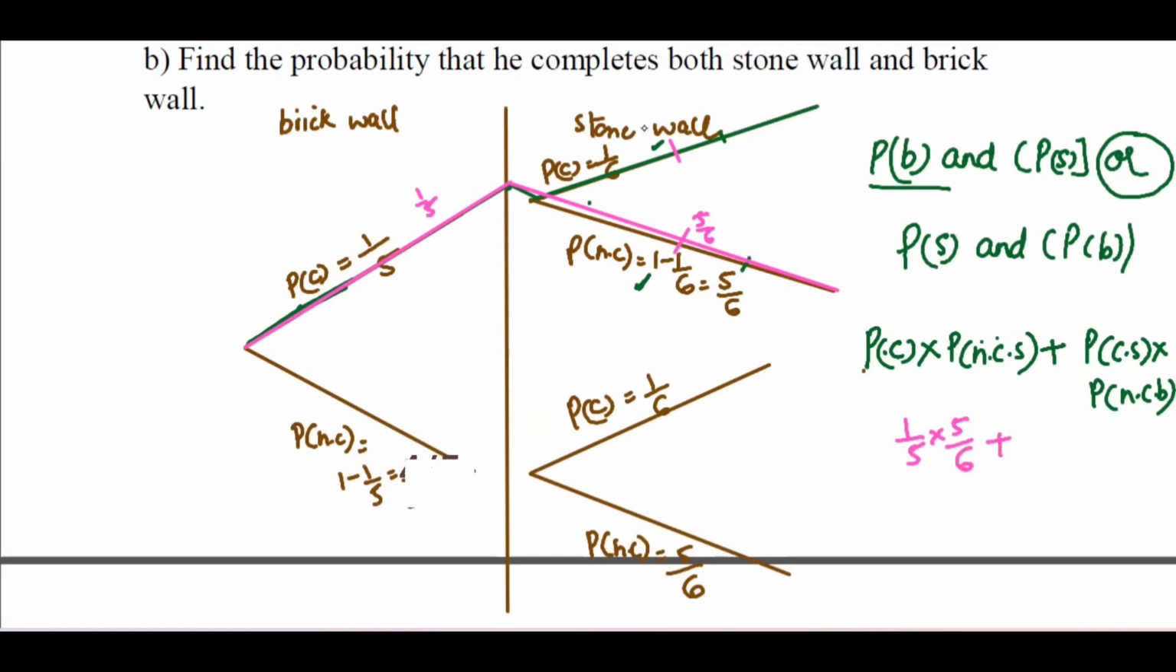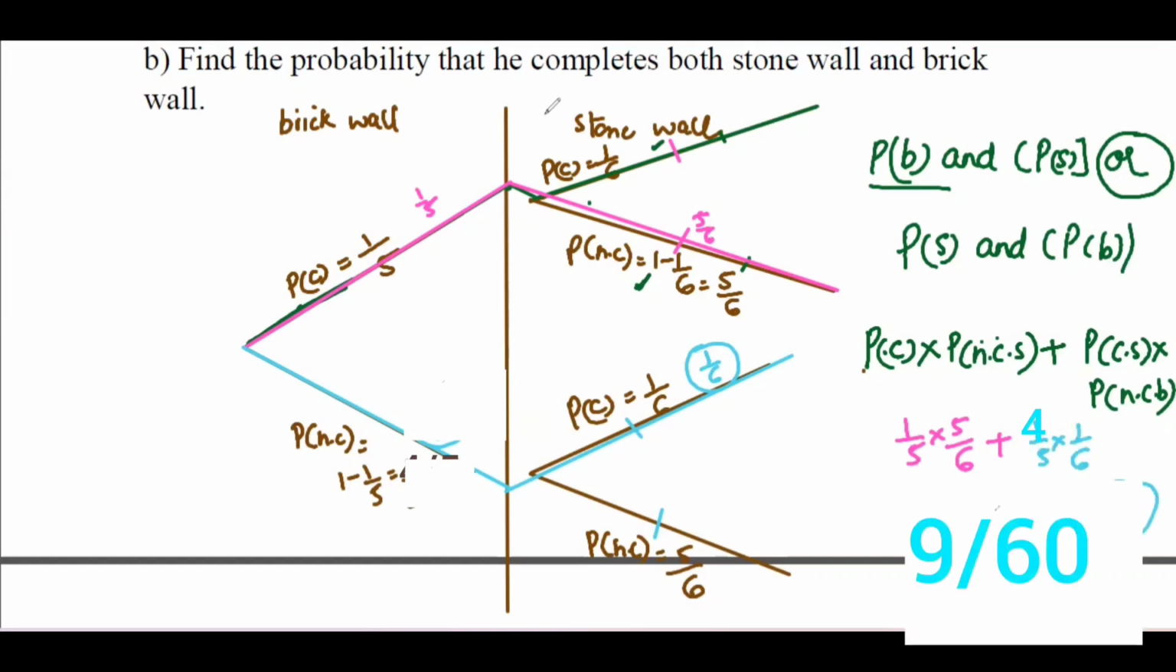Now I have to select the branch where he's completing stone wall and not completing the brick. So not completing the brick, that means I have to select this branch. This I'm representing with the blue. He's not completing the brick wall. Now I have two choices, either this and this, but I have to select that one where he is completing the stone wall, which is this. So here probability is 1 over 6. That means multiply them together times 1 over 6. So final answer will be, okay, now let me move on to the next question.